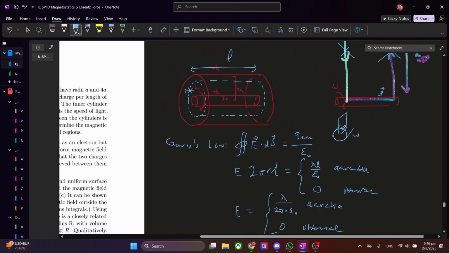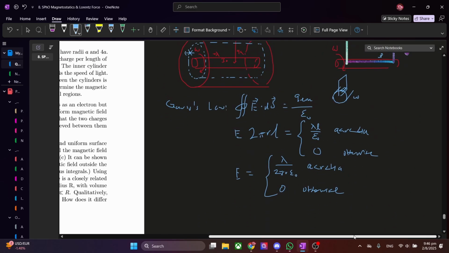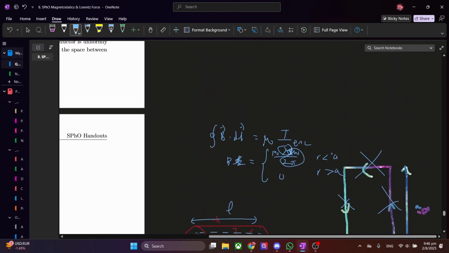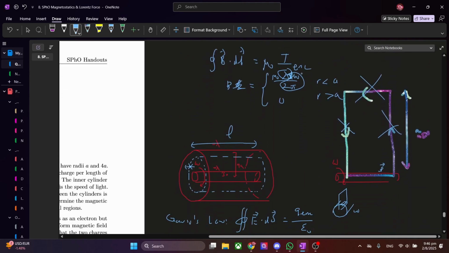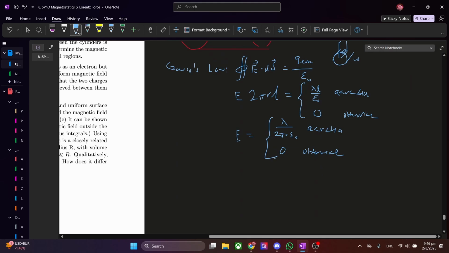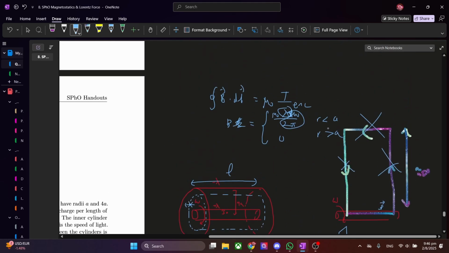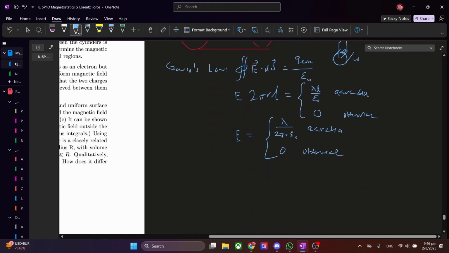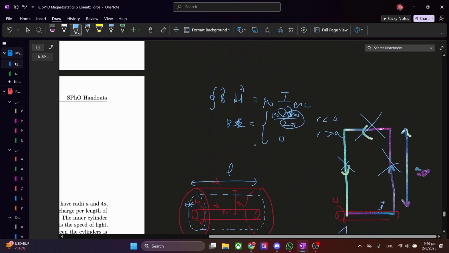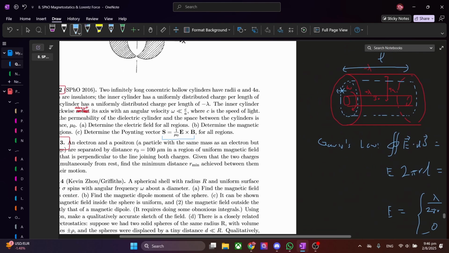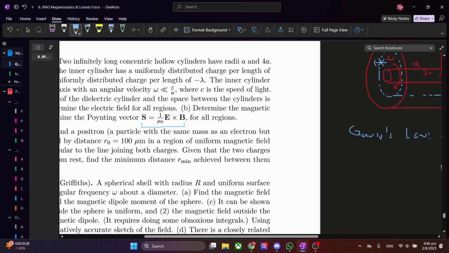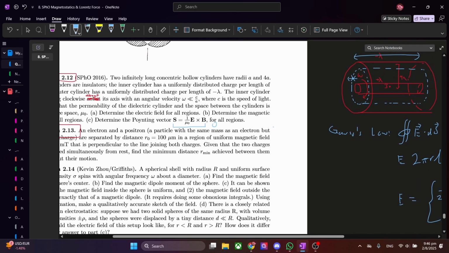Why? Because all you need to do is consider the ranges involved. Within R less than A, this B is non-zero, but your E is 0. But outside of this range, even though your E is possibly non-zero, this B is 0. So actually, this pointing vector is 0 in all regions. So the question is actually kind of simple.